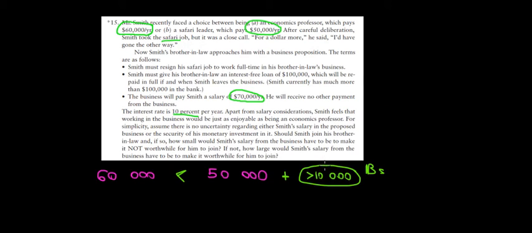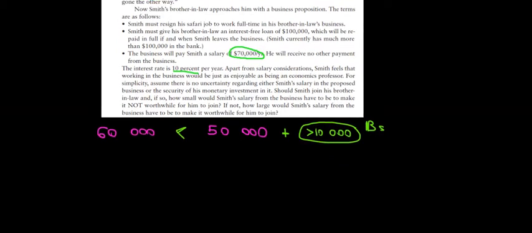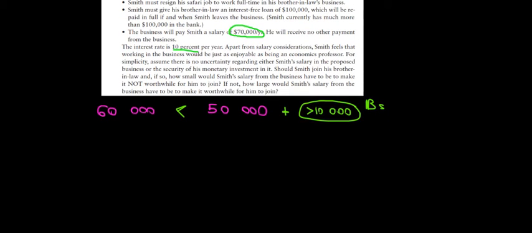Now let's compare the other two options. What if he chooses the business? What's the option there? Let me scroll down a bit. So we know that the business pays now 70,000. But at the safari job, let's see what's happening there. He has a salary of 50,000. He has his own satisfaction, which is more than 10,000. We already saw that from here.